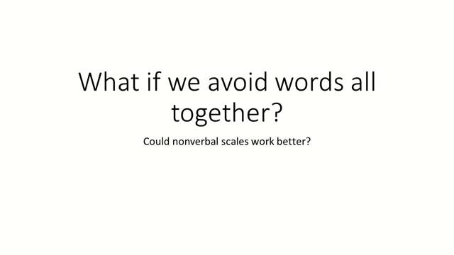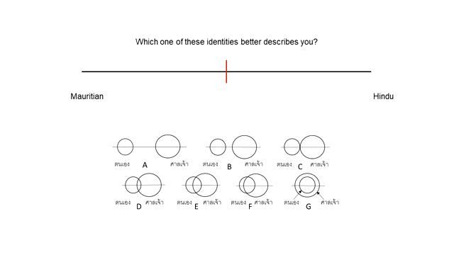You could wonder what happens if we avoid words at all. Could nonverbal scales work better? And there are plenty of examples out there. So, for example, one option that we used a few years ago in a study was we asked people to indicate whether they're closer to a Mauritian or to a Hindu identity, right? So the key thing for us was to ask participants to move the slider towards one end or the other. But obviously we still had the instructions up here that needed to be translated.